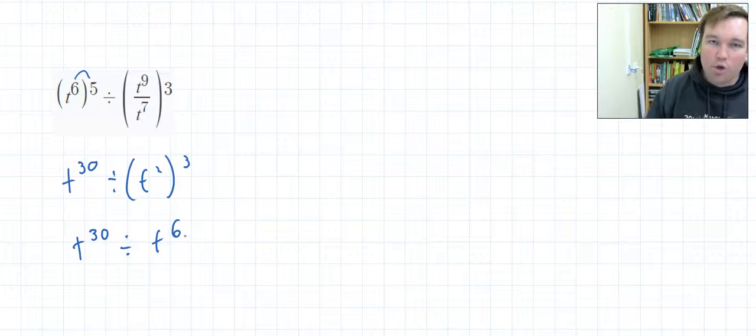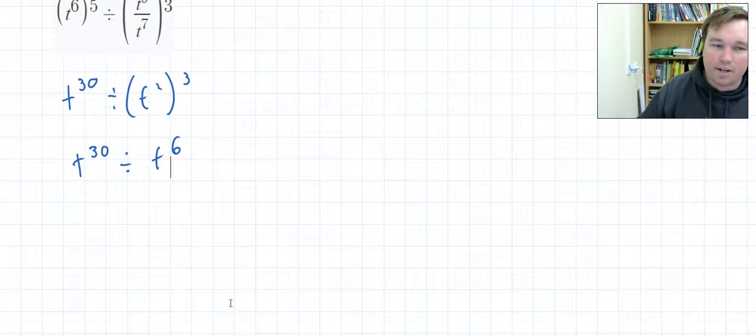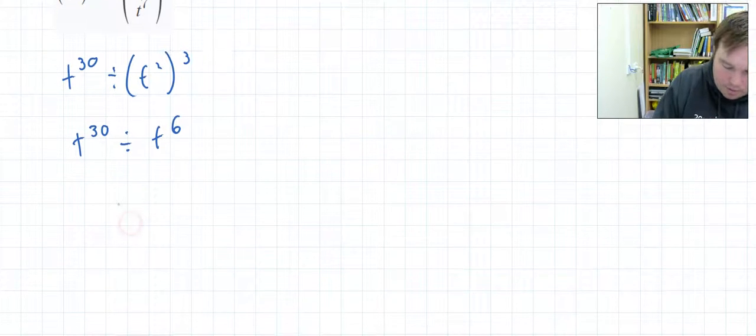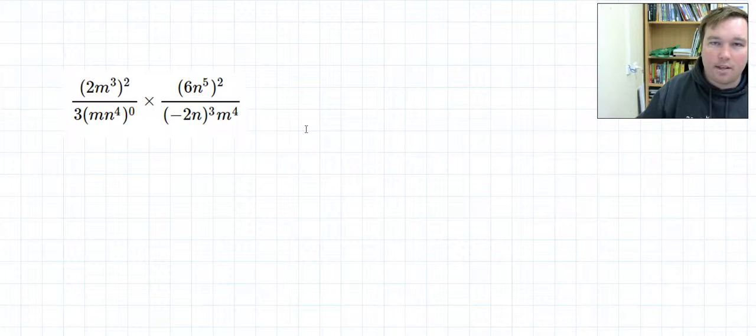Now, as long as you know your rules, these just drop out nice and comfortably. Note that if we divide the bases, we're not actually dividing the powers. Don't write here t to the 5. You should be writing t to the 24, because we subtract the powers. 30 take 6.